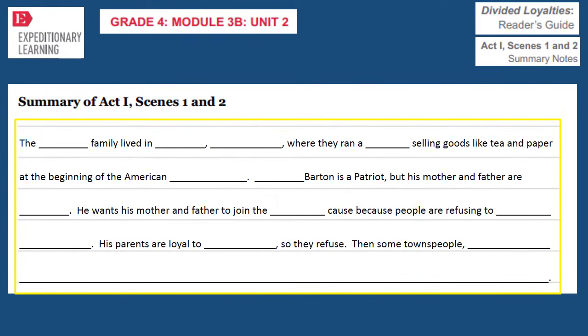The blank family lived in blank, blank, where they ran a blank selling goods like tea and paper at the beginning of the American blank. Blank Barton is a patriot, but his mother and father are blank. He wants his mother and father to join the blank cause because people are refusing to blank blank. His parents are loyal to blank, so they refuse. Then some townspeople blank. And for that last blank, you're going to be filling in a whole sentence of information from your summary notes. Pause the video at any time to complete the work in your workbook.